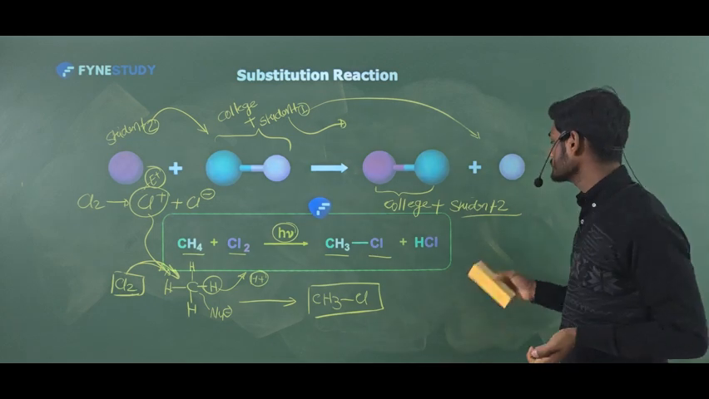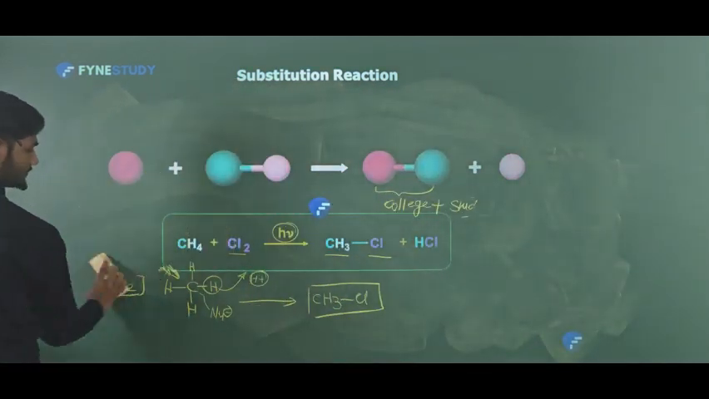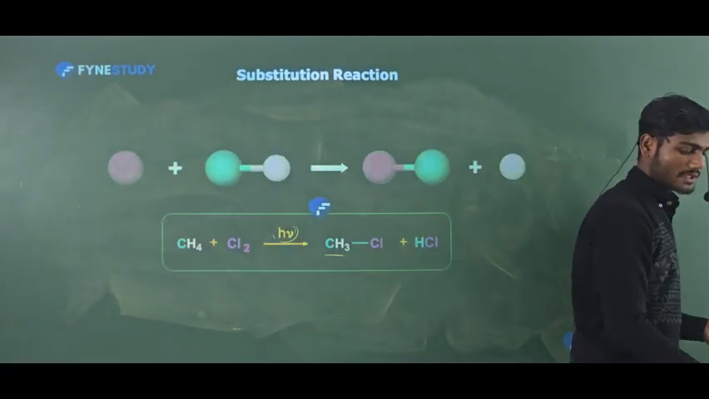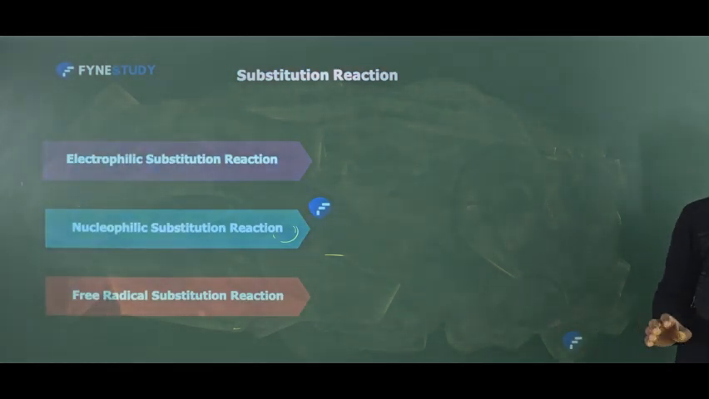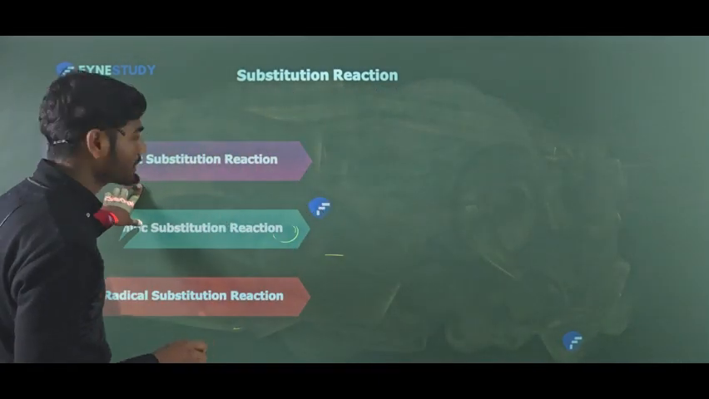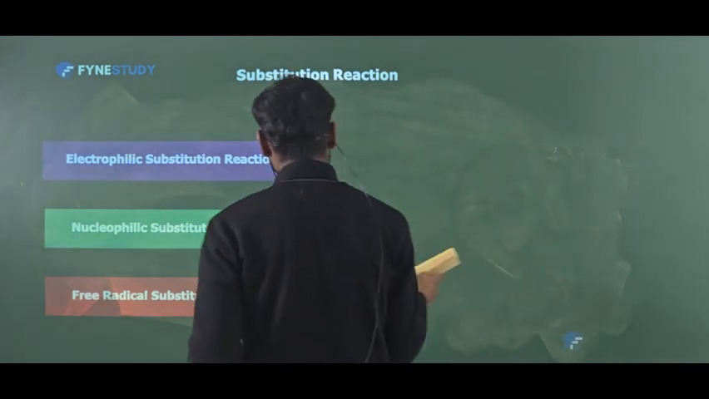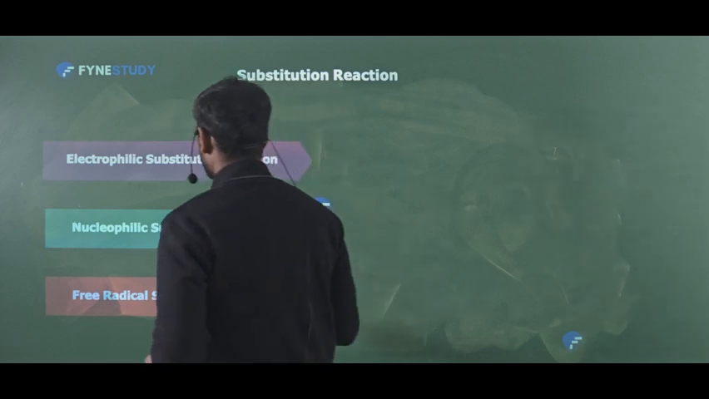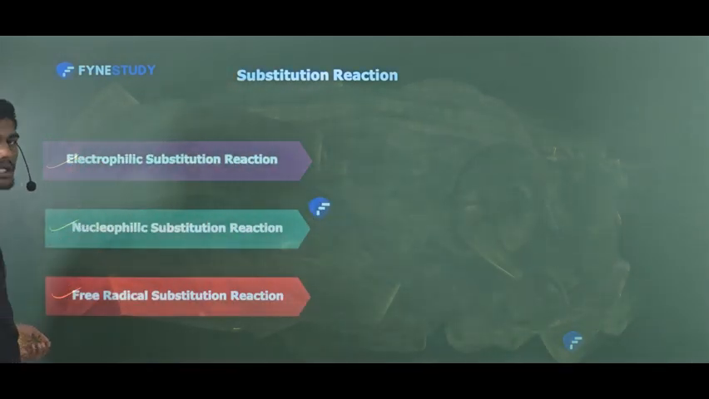I hope you understand. Now let's move on to the next. There are types of substitution, and one example we have just seen, that one is electrophilic substitution. The types are electrophilic substitution, nucleophilic substitution and free radical substitution.